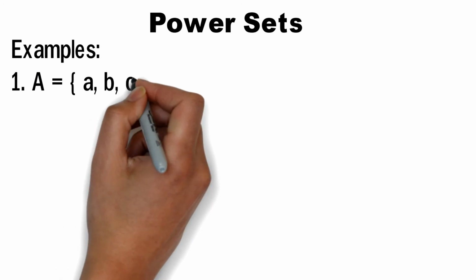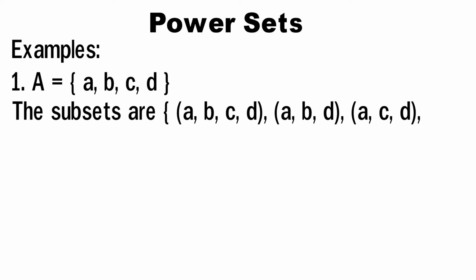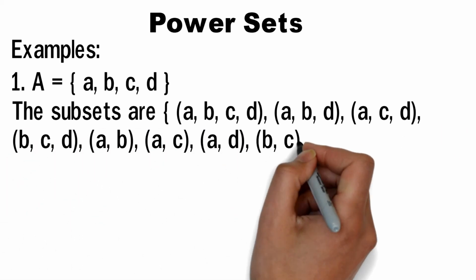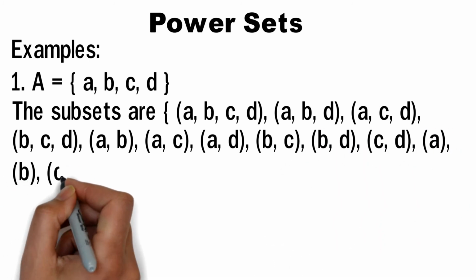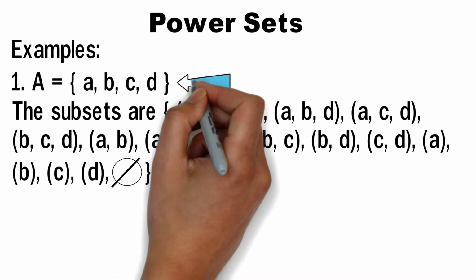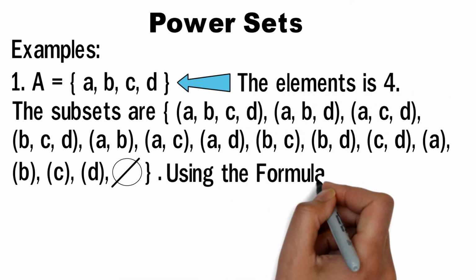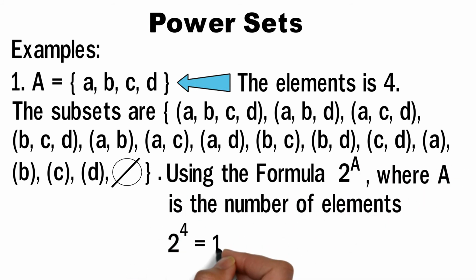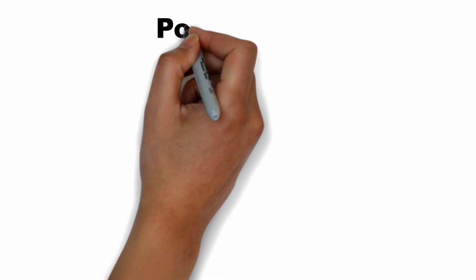Set A composed of elements A, B, C, D, therefore the subsets are {A, B, C, D}, {A, B, C}, {A, B, D}, {A, C, D}, {B, C, D}, {A, B}, {A, C}, {A, D}, {B, C}, {B, D}, {C, D}, and null set or empty set. In this example, the number of elements in the set A are 4. Using the formula 2 raised to 4 equals to 16, which is the number of subsets in this example.